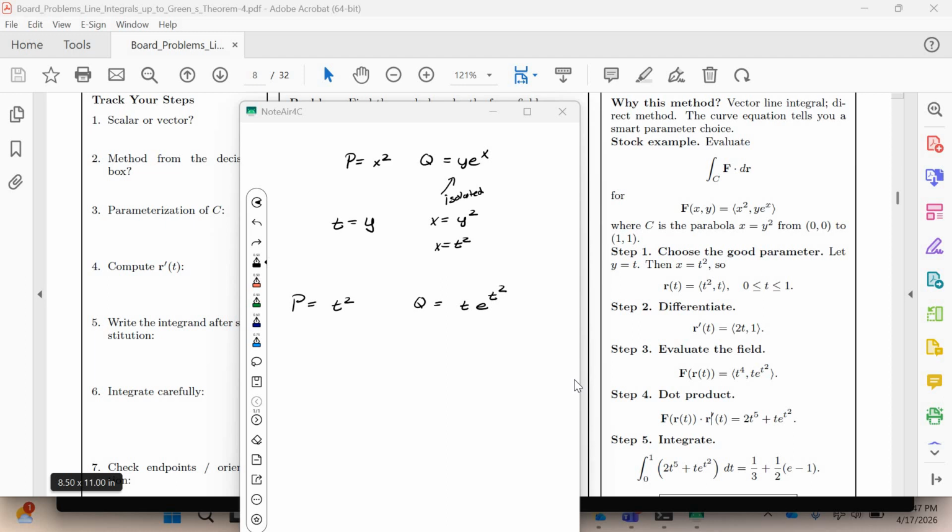Then I have to get the upper and lower limits of the t. So t equals 0. Usually that's how it works. What that gives me is that p is 0 and q is 0. And if I go back to the original equation, I get 0, 0.